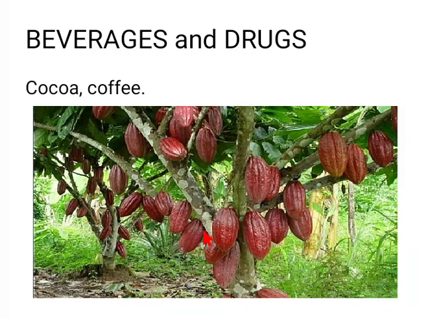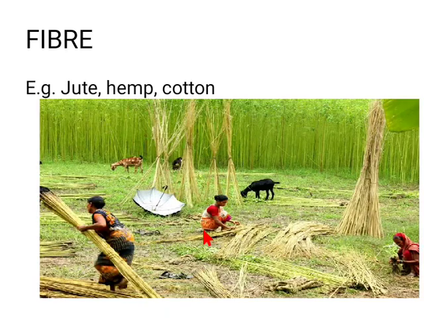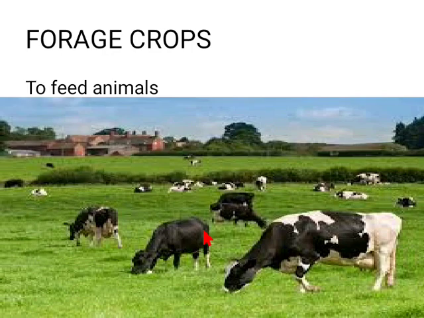And then you have beverages and drugs, e.g. cocoa and coffee. You can have fiber. We use fiber to produce clothing materials: jute, hemp, cotton. And then we have forage crops. This we use to feed animals. Like we plant legumes together with grasses. We call them forage crops.